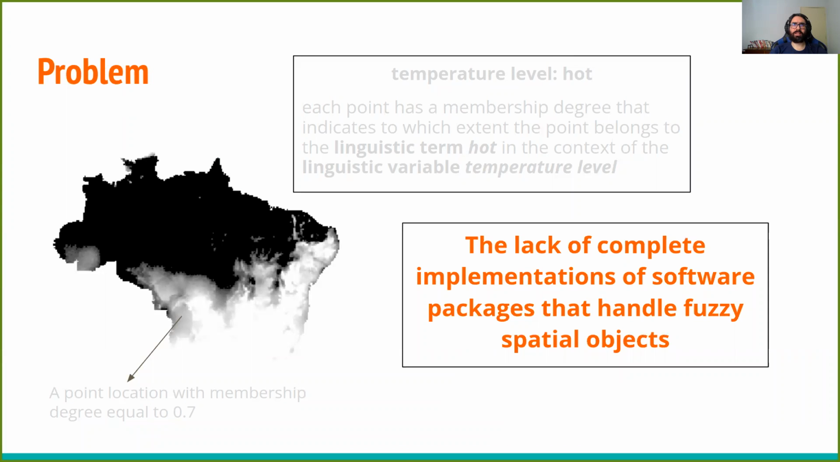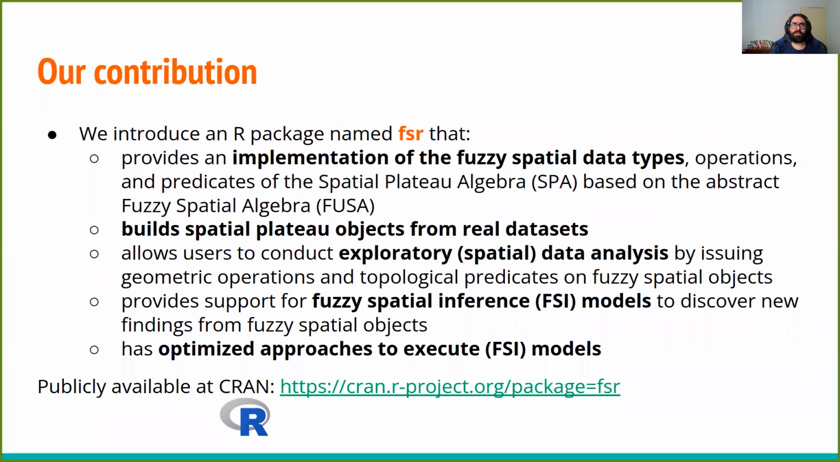Unfortunately, there is a lack of complete implementations of software packages that can handle fuzzy spatial objects. Motivated by this, we introduce an R package named FSR that provides an implementation of fuzzy spatial data types and their operations, builds spatial plateau objects from real data sets, allows users to conduct exploratory spatial data analysis, and provides support for fuzzy spatial inference models to discover new findings from fuzzy spatial objects.